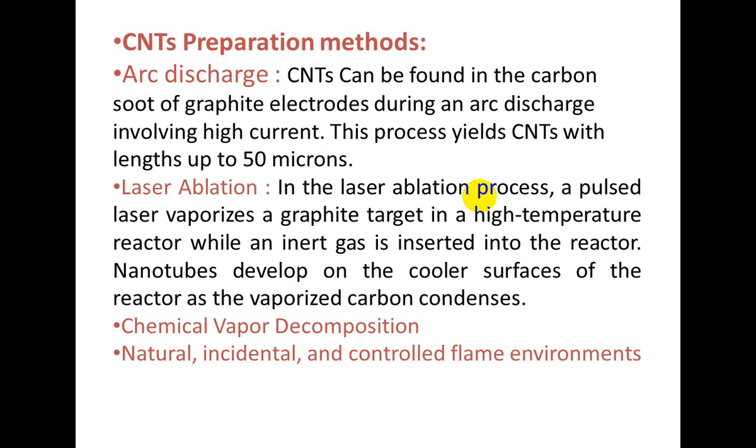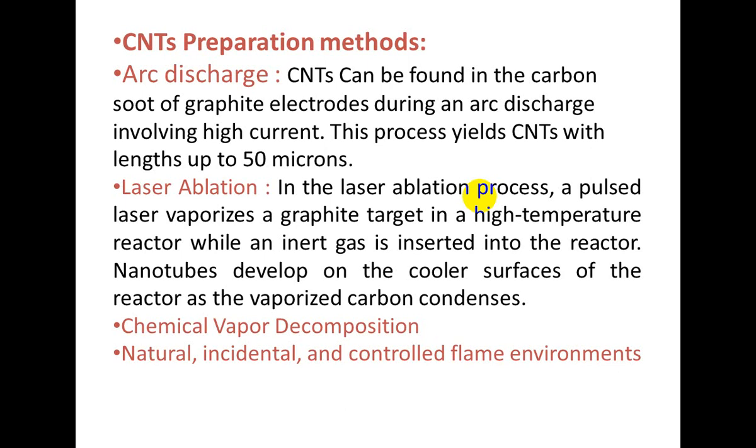Arc discharge is a very important method of preparation of CNTs. CNTs can be found in the carbon soot of a graphite electrode during an arc discharge involving high current. This process yields CNTs with length up to 50 microns.